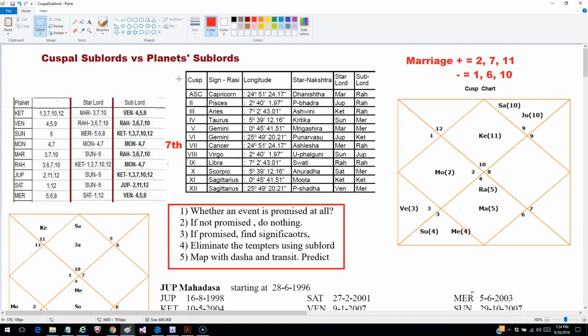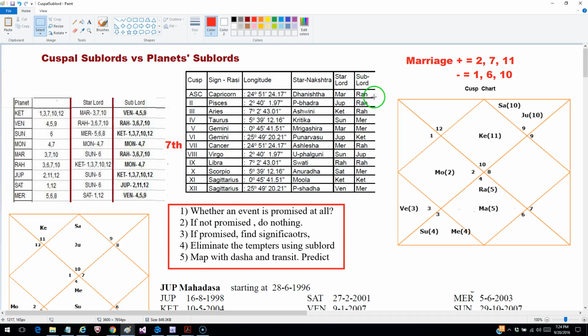So now one of the things that I want to draw your attention to is that the Cuspal sublord has a major yes-no, black and white kind of a role in Krishnamurti Paddhati. Is marriage promised? Then you have to look at the Cuspal sublord and say yes or no. If it is no, then obviously you find ways to tell your clients that it's not promised, or he or she is not going to get married throughout life. And if it is yes, then you proceed.